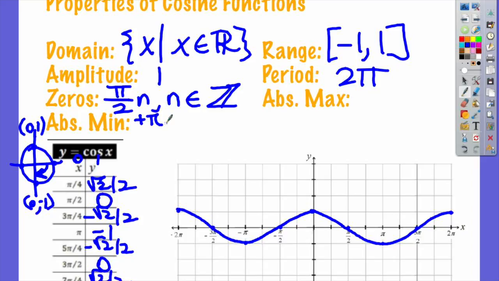Absolute max. Who did I call? Yes, volunteer. Yes, Miss Casey. It is 1. All right, the absolute min? Negative 1, yes. Those are your properties of sine and cosine. We'll start with those, okay?